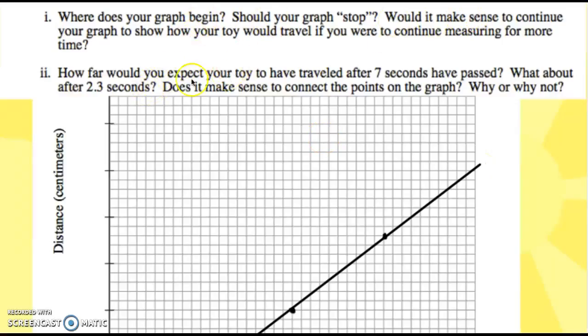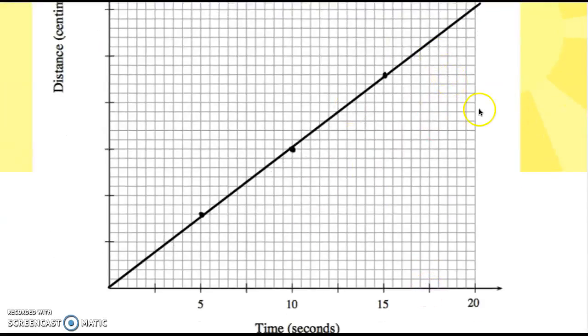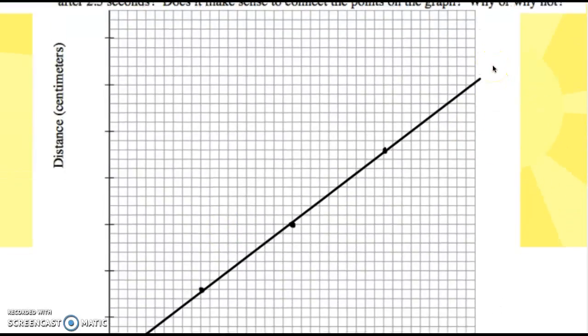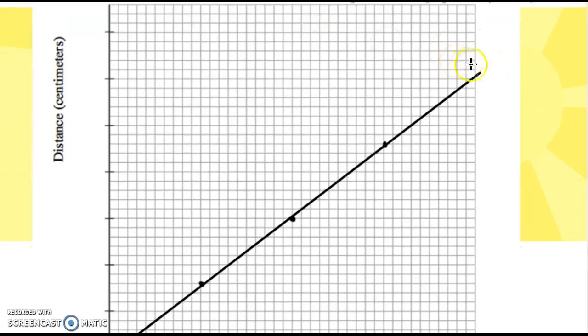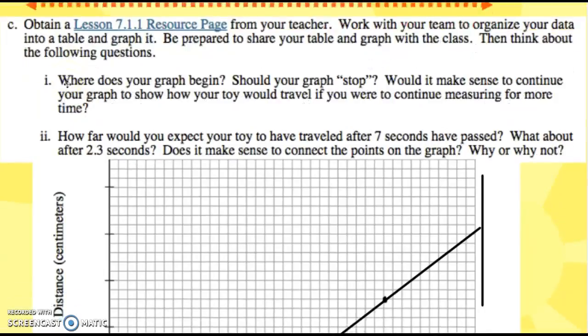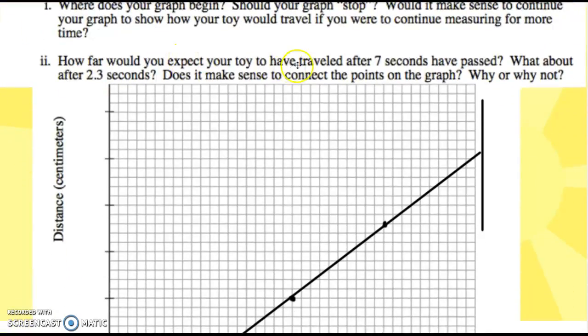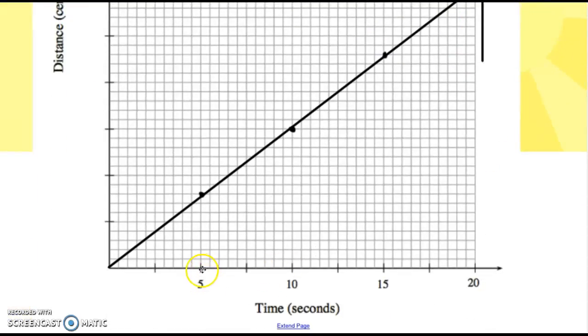But it might end up not. There might be a point where the car stops, because wind-up toys only last for so long. But I could assume that maybe 5 more seconds to 20 seconds it could keep going, and then eventually I think that we would see it stop somewhere. This is just an example. It might stop here because the car can't move anymore. It doesn't have enough juice to keep going. All right. Then, how far would you expect your toy to have traveled after 7 seconds? So I'm going to look at 7 seconds.